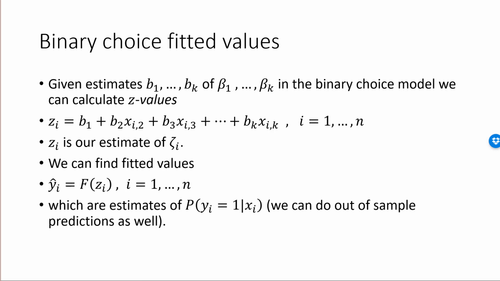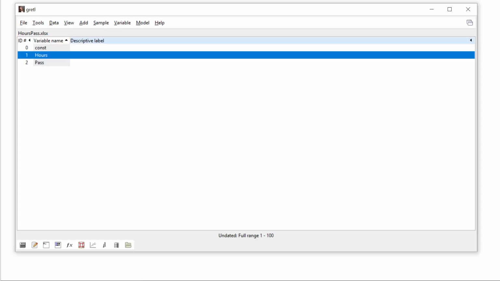I need to have the x values, obviously. I calculate the z value, and then I can find the predicted value. Then I can find the estimate of the probability that y is equal to 1 for this particular observation. So let's have a look at fitted values in Econometrics software.